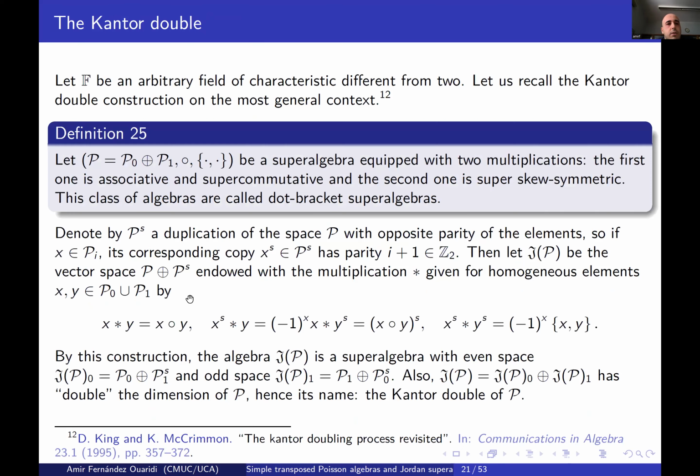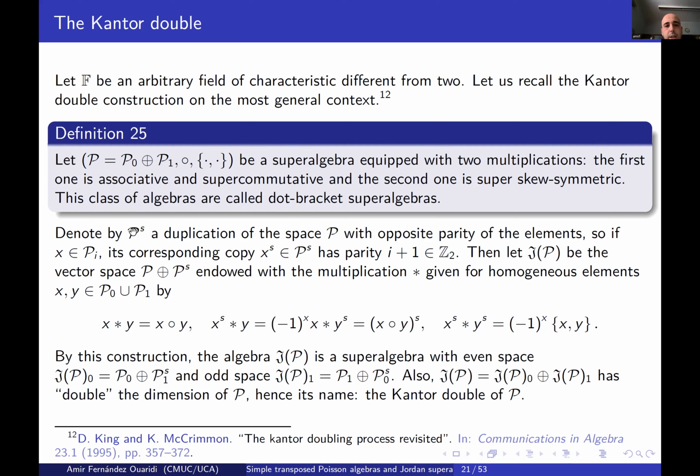Now, what is this construction? Suppose F is an arbitrary field of characteristic different from 2. The Kantor double, in the most general context, is for a superalgebra P with two multiplications, circle and bracket, the first multiplication being associative and supercommutative, and the second one being super-skew symmetric. This class is usually called dot-bracket superalgebras, by the way, and this construction is the following.